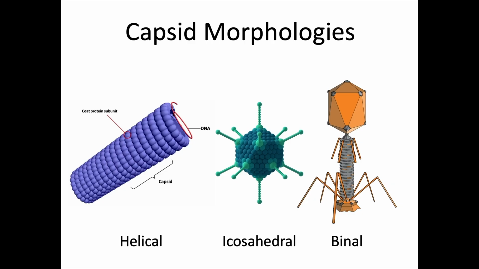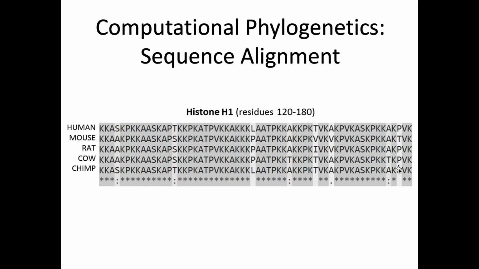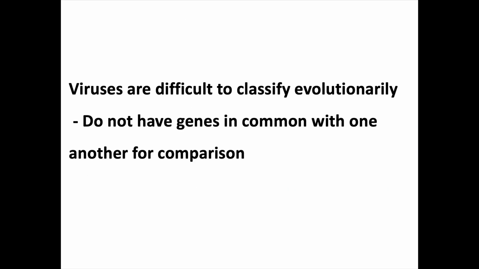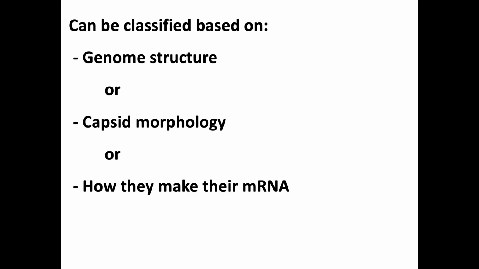Because they have so few total genes, none of these have something in common that all viruses have, so you can't really make this sort of virus tree. You could try to. Virologists definitely try, but they are very difficult to classify evolutionarily because they don't have stuff in common.